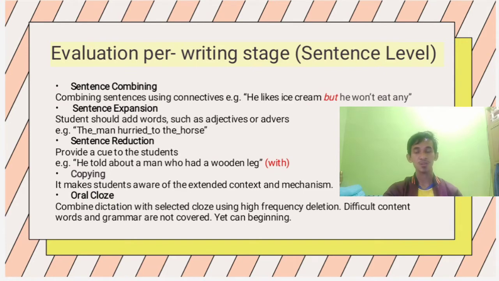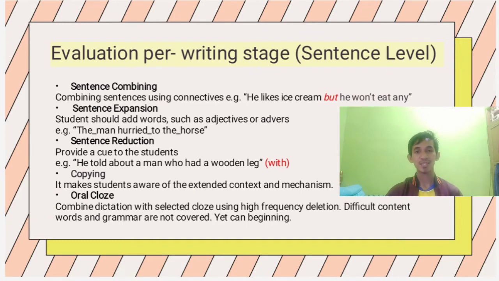So now I'm going to explain about the evaluations for sentence levels. Here there are 5 types of evaluations per sentence level. The first is sentence combining.